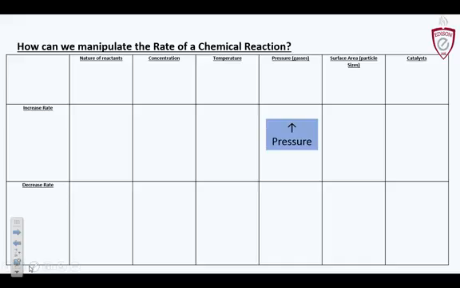You increase the pressure, you squeeze them together, they literally get closer together, so they're more likely to bump into each other and cause an effective collision. Decrease the pressure, decrease the rate, because now they're farther apart. What's the chance they're going to hit each other? Very slim, very none.